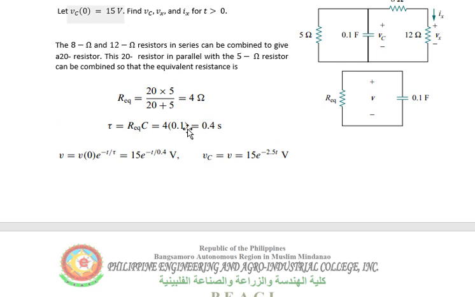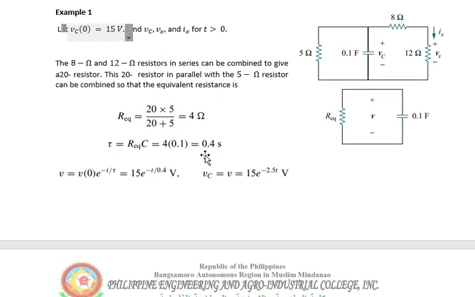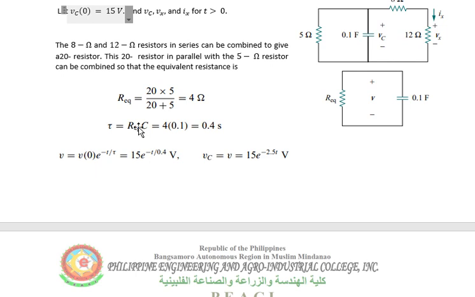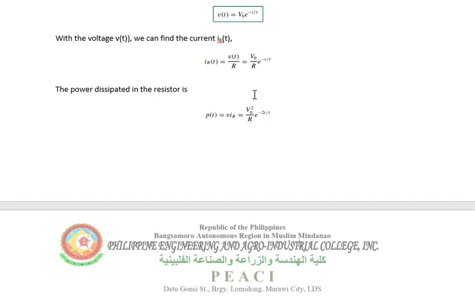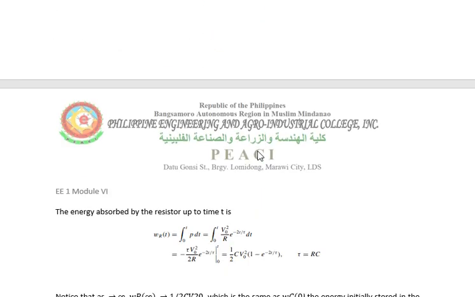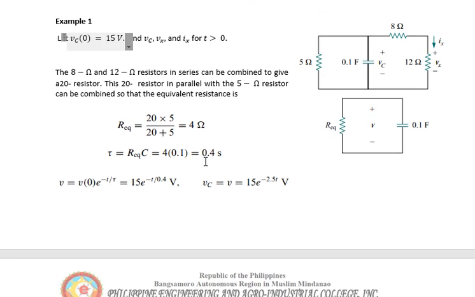Then after that, we have to find the tau constant, or the time constant. It is equal to R equivalent multiplied by the capacitor. Then this is equal to this one. So after that, by using this equation here, using that equation, we can now find the voltage across the capacitor at time t is equal to 0.